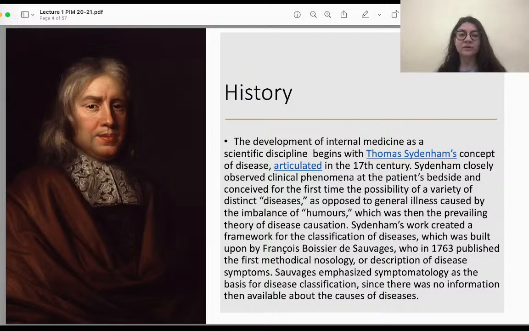possibility of a variety of distinct diseases, as opposed to general illness caused by imbalance of humors, which was the prevailing theory of disease causation. Sydenham's work created a framework for the classification of diseases, which was built upon by François Boissier de Sauvages, who in 1763 published the first medical nosology, or description of disease symptoms. Sauvages emphasized symptomatology as the basis of disease classification, since there was no information then available about the causes of disease.